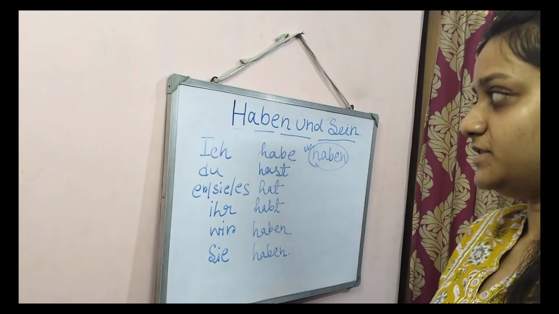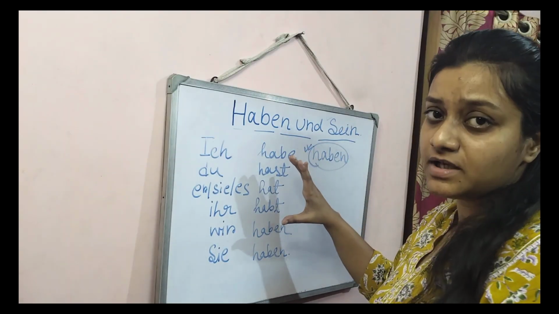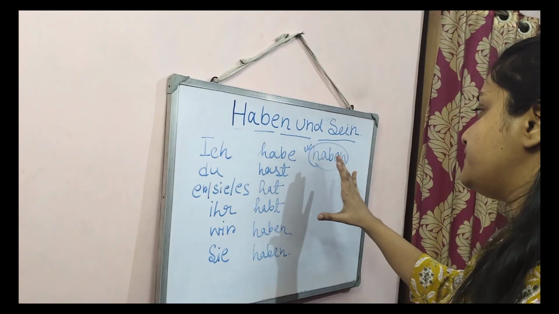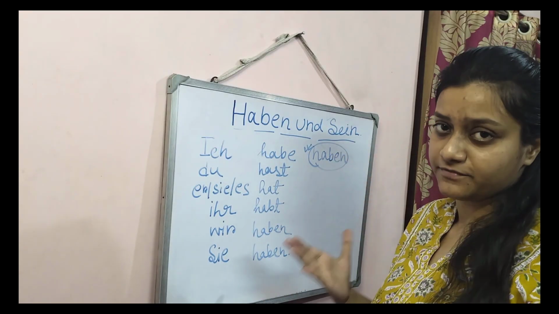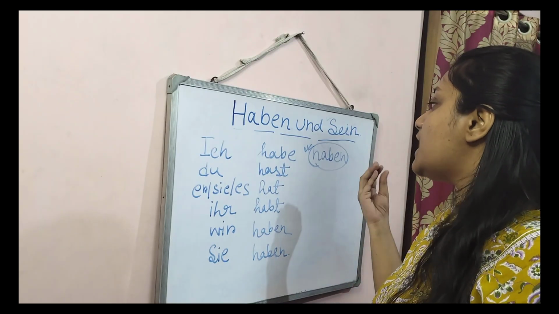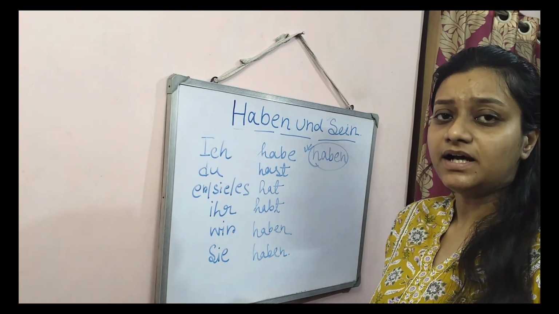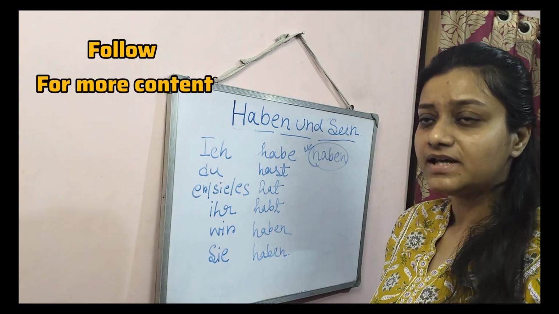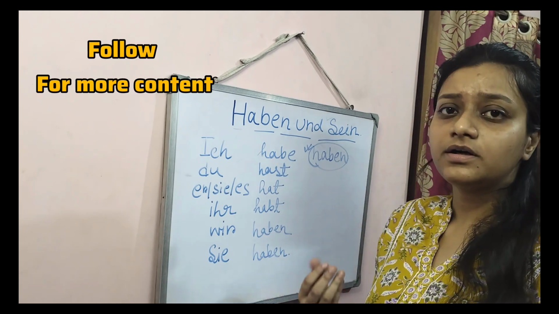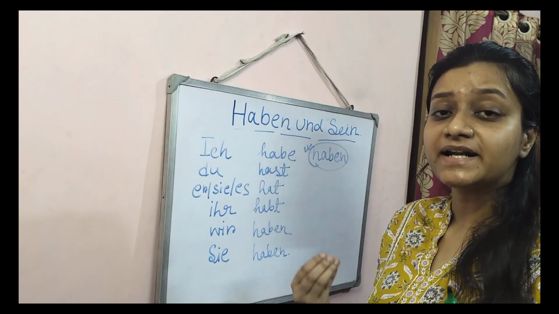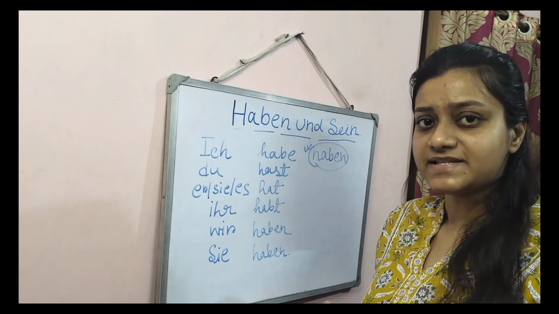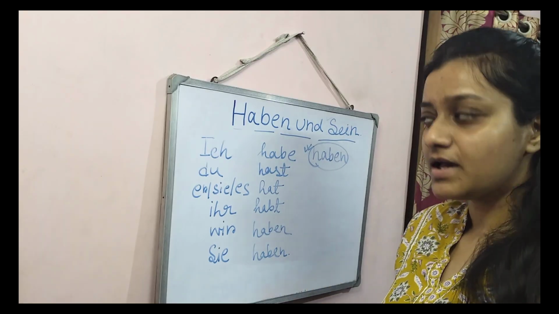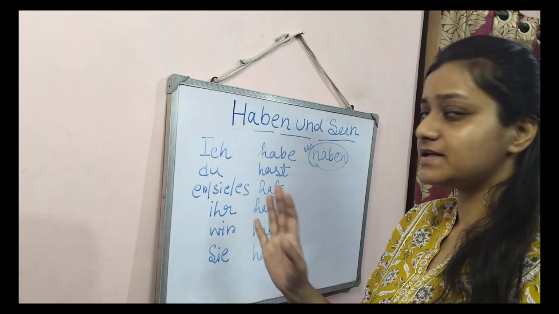Now I will teach you the Haben verb and its conjugation. First of all, what is the Haben verb? Haben means to have something. I have something. That is haben. Or possession, meaning it belongs to something. Like Ich habe ein Auto means I have a car. I will show you examples later.